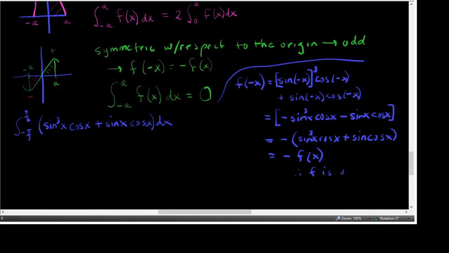And when f is an odd function and you're integrating from negative a to a, once you show on the side that it's an odd function, you can therefore just immediately claim that the answer is 0. And that's it. All right, so that's the end of this section. Until the next time.